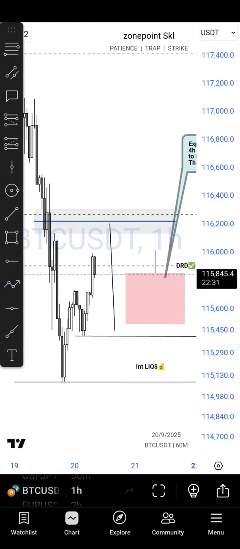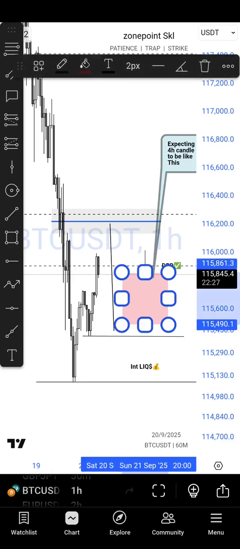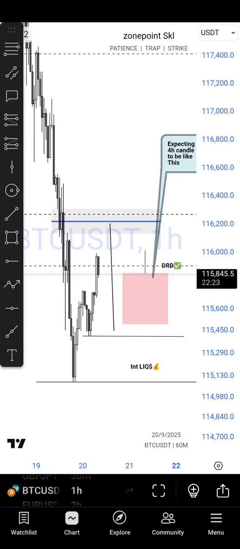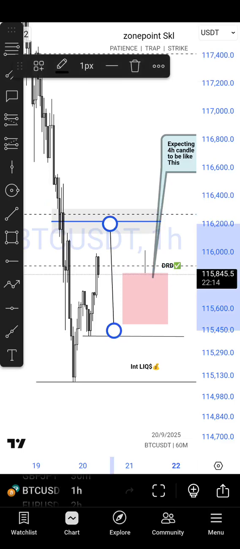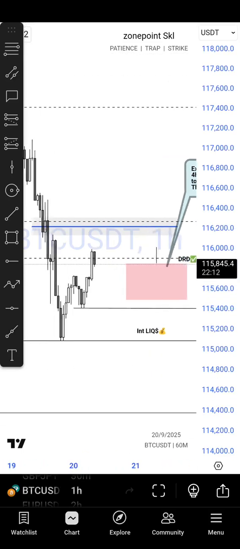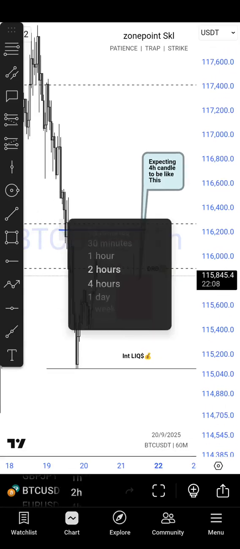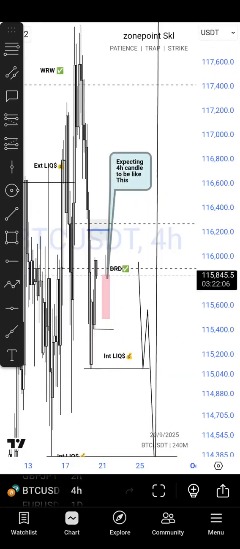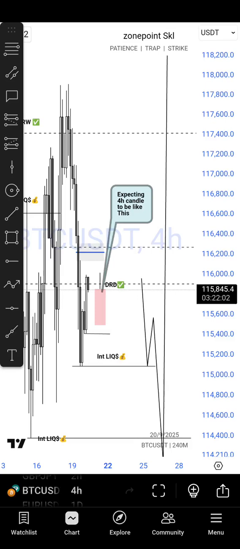Let's see. But remember, the illustration I drew is for a 4 hours. This is what I'm expecting on 4 hours. But on 1 hour, I can see price is coming to this inefficiency candle before it rejects. But let's see what is going to happen. I think that this little short explanation has given us what we are looking for.